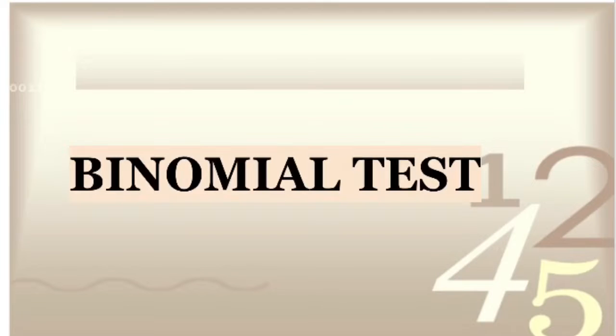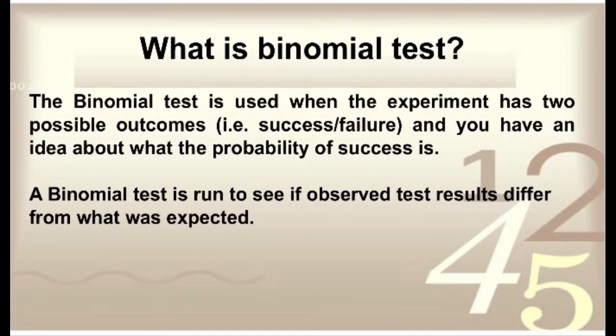Now let's move on to the next topic. So our next topic is all about the binomial test. What is the binomial test? The binomial test is used when the experiment has two possible outcomes, for example, success or failure, and you have an idea about what the probability of success is. A binomial test is run to see if observed test results differ from what was expected.